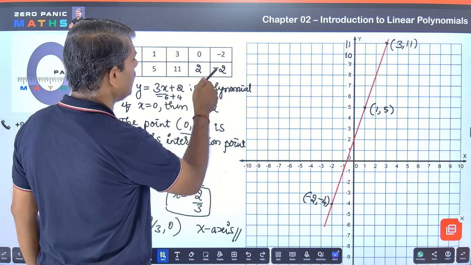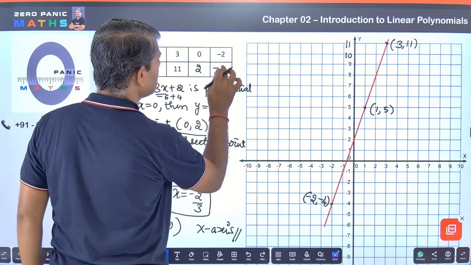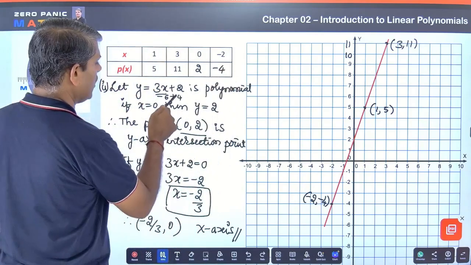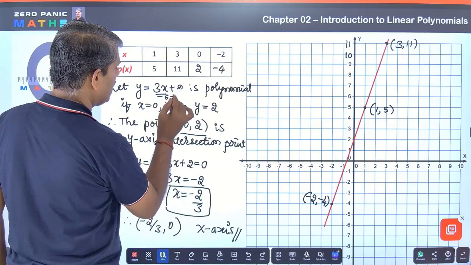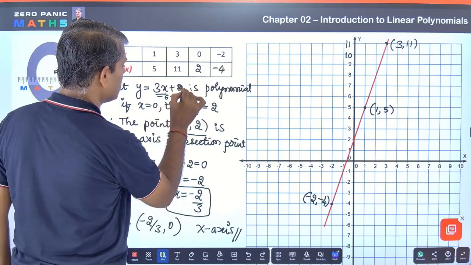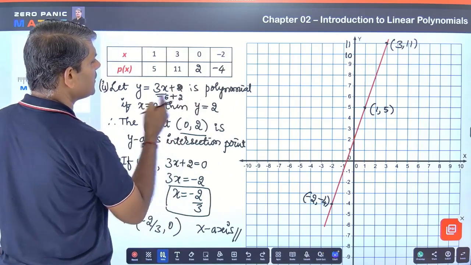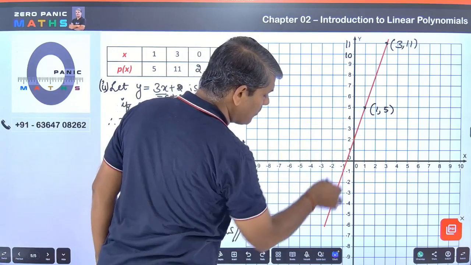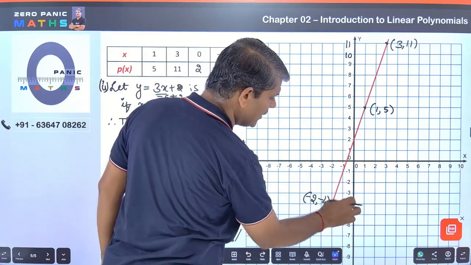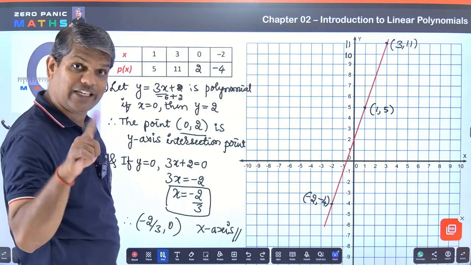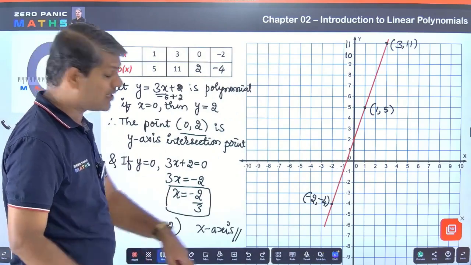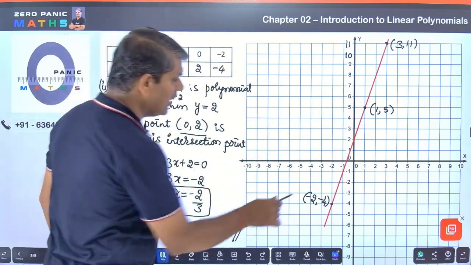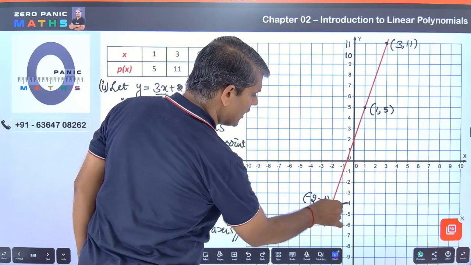Sorry, I've taken 4 here, it is actually 2. So it is the point minus 2, minus 4. I'm sorry about that. Now by looking at the plot only, we got to know that the earlier answer is not correct. That is the reason they told us to verify our answers by the graphical method also. You understood this, right? So for minus 2 it is minus 4.